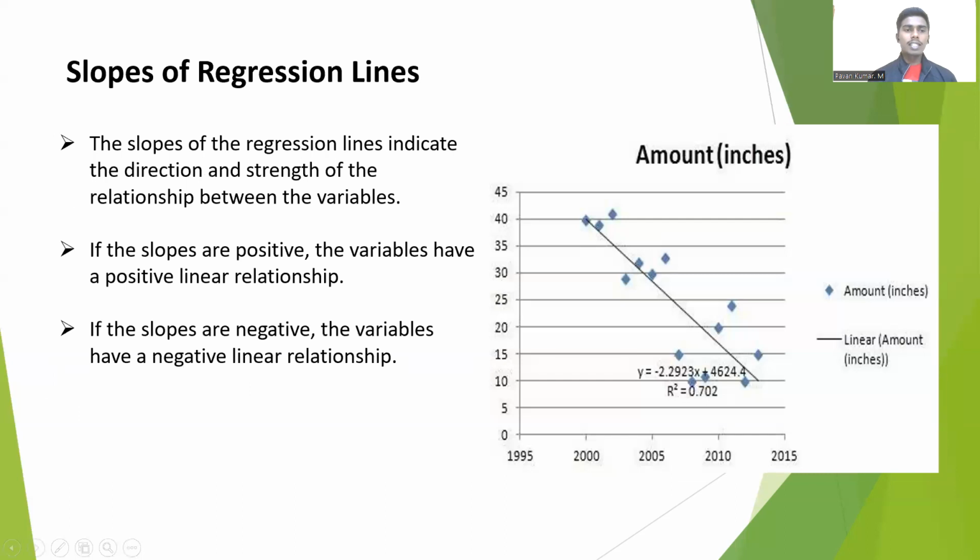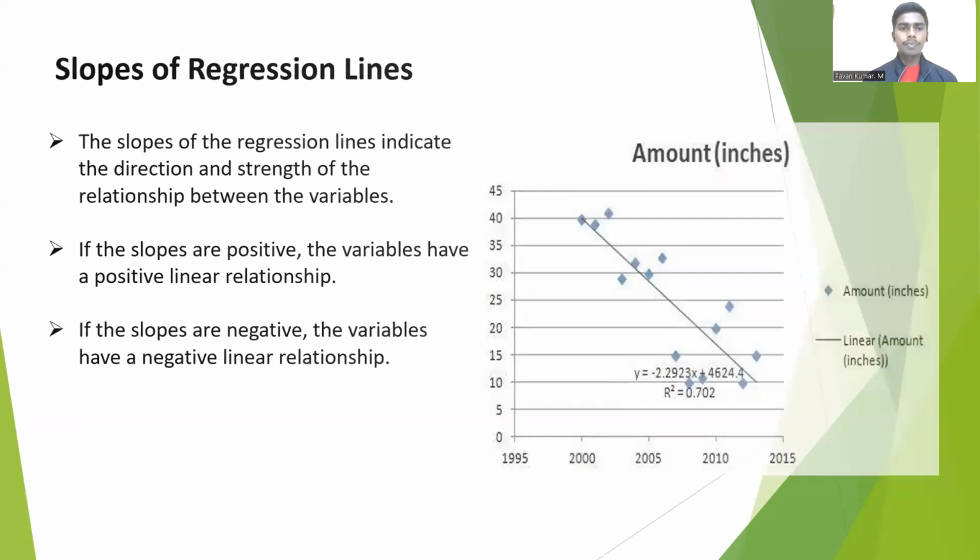Slopes of regression lines. Slopes of the regression lines indicate the direction and the strength of the relationship between the variables. If the slopes are positive, the variables have a positive linear relationship. If the slopes are negative, then the variables have a negative relationship.